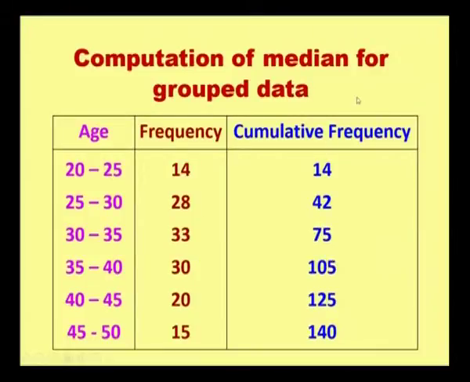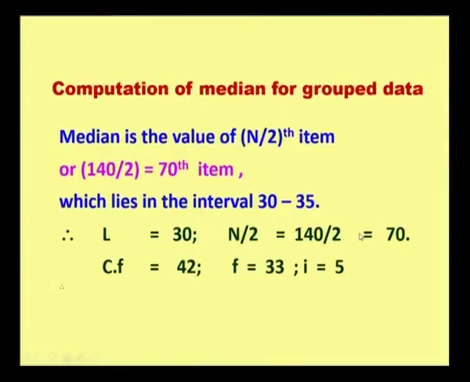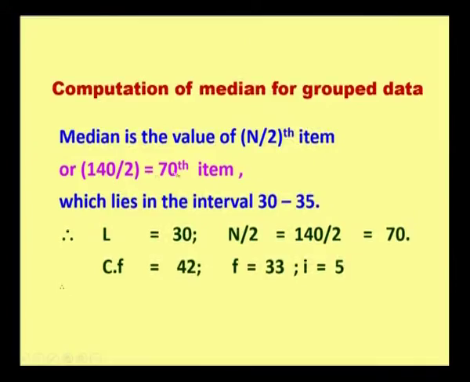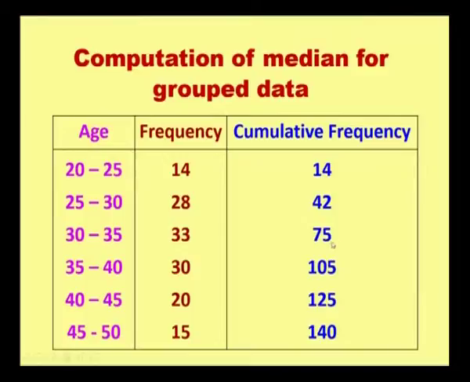And now, let us have an example of how to calculate the median. Let us take this data set: the age, the frequency and the cumulative frequency. Let us fit these values into the formula. The median is the value of the n by 2th item, and here n is 140, therefore 140 by 2th item, that is the 70th item, and it is lying in the interval 30 to 40. So the 70th item is somewhere in this class interval 30 to 40.